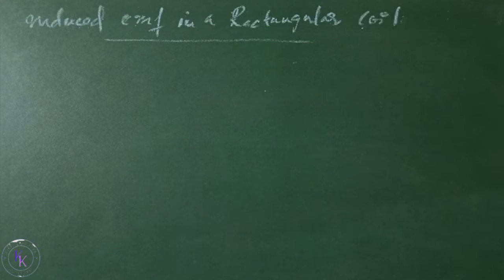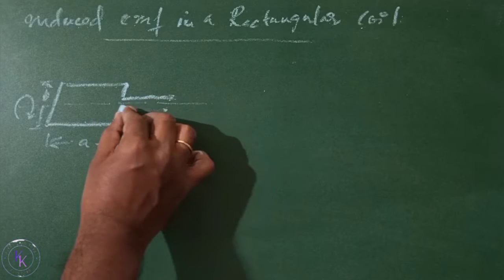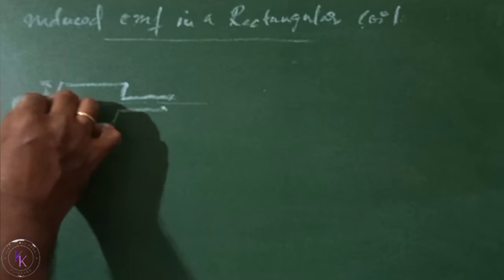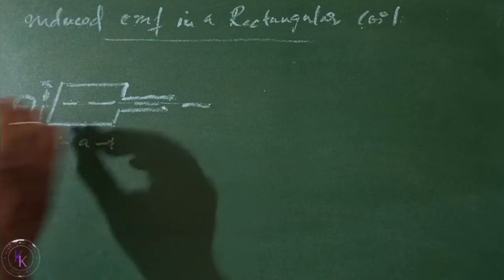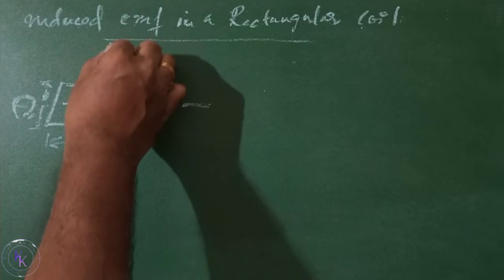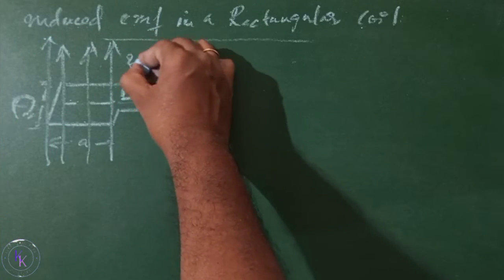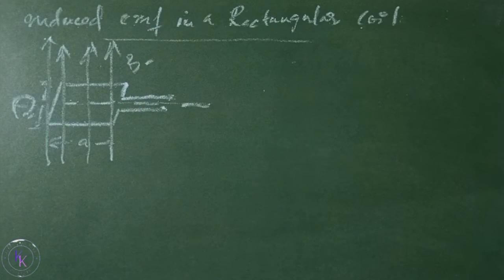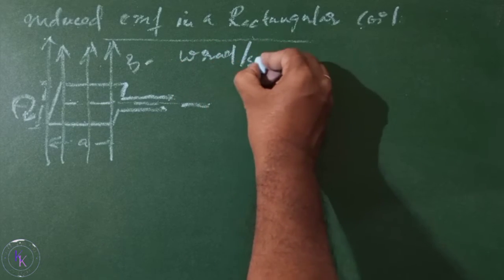Induced EMF in a rectangular coil. Consider a rectangular coil rotating on its axis, having sides of length A and B. This coil is placed in a uniform magnetic field. The flux density B is uniform, and the axis is perpendicular to the field. The coil is rotating on its axis with constant velocity, omega radians per second.